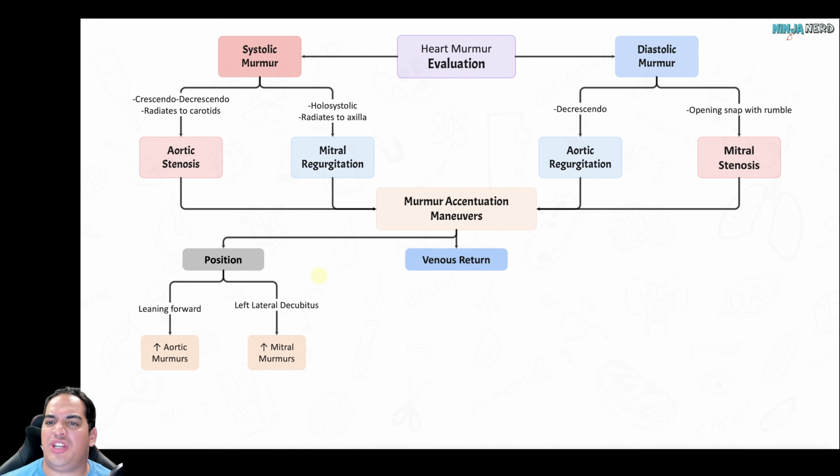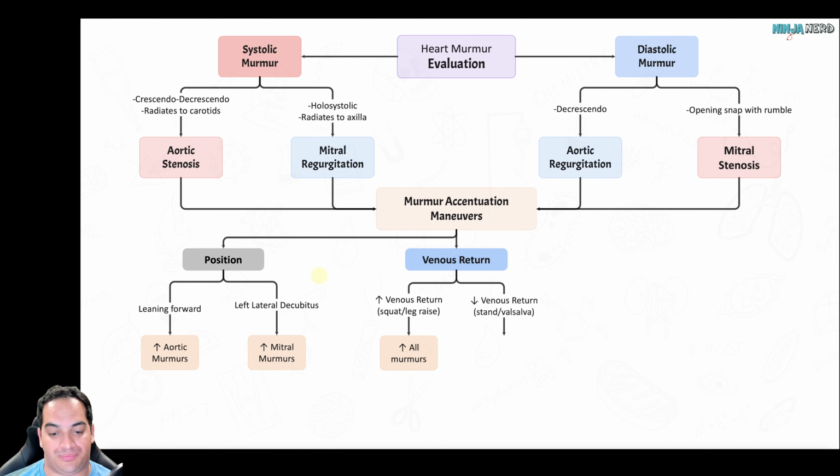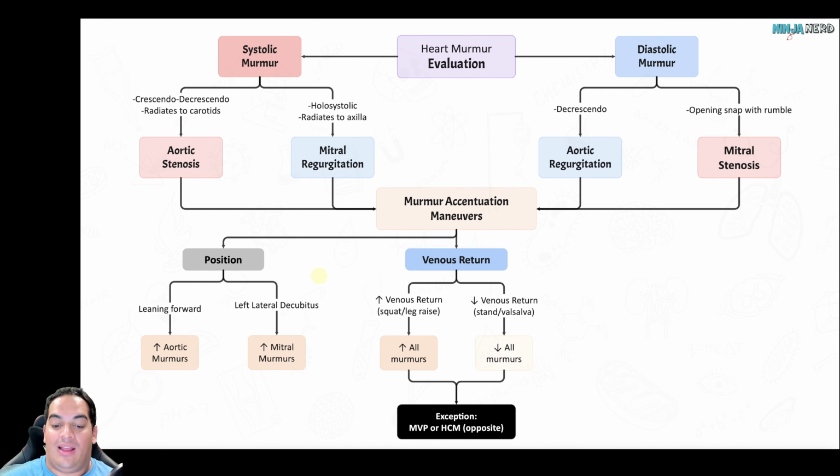Then I'm going to have them change their venous return. So I'm going to have them increase the venous return by squatting, or I do a passive leg raise that brings lots of blood back to the heart. That should increase the intensity of all murmurs, right? The only exception to that is mitral valve prolapse and HCM, all right? So it increases all murmurs except for HCM and mitral valve prolapse. If I decrease the venous return, so I have them Valsalva or I have them stand, then it should decrease the intensity of all murmurs except for HCM and mitral valve prolapse. That's the concept there. Then I go to the last thing, which is afterload.